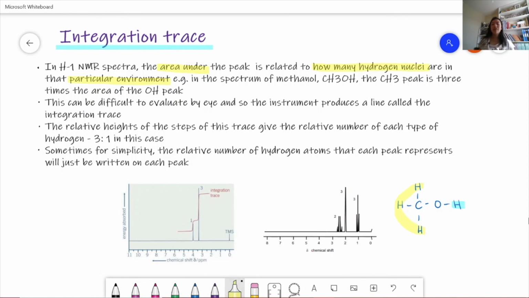And this can be really difficult to evaluate by eye, and so the NMR instrument produces a line which we call the integration trace. So if we have a look at the spectra on the left, the red line is the integration trace. And the relative heights of the steps of this trace give the relative number of each type of hydrogen, which is 3 to 1 in this case.